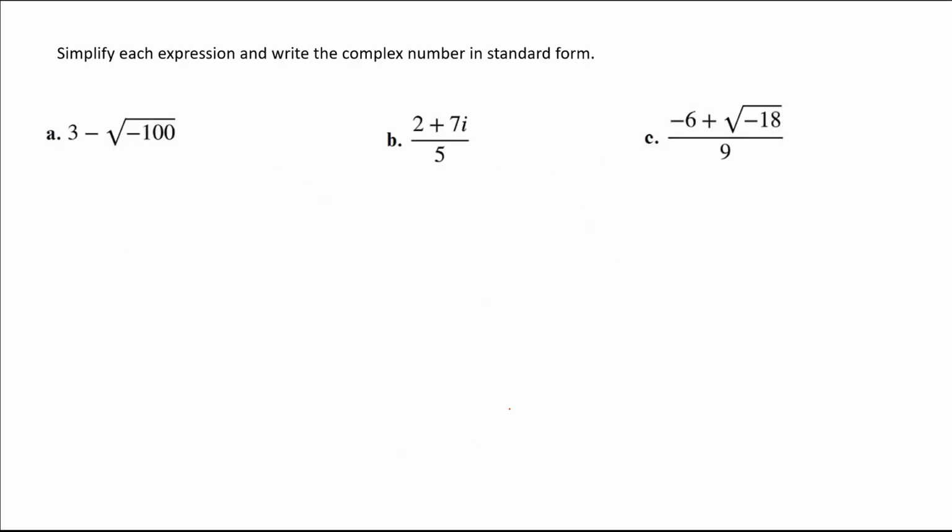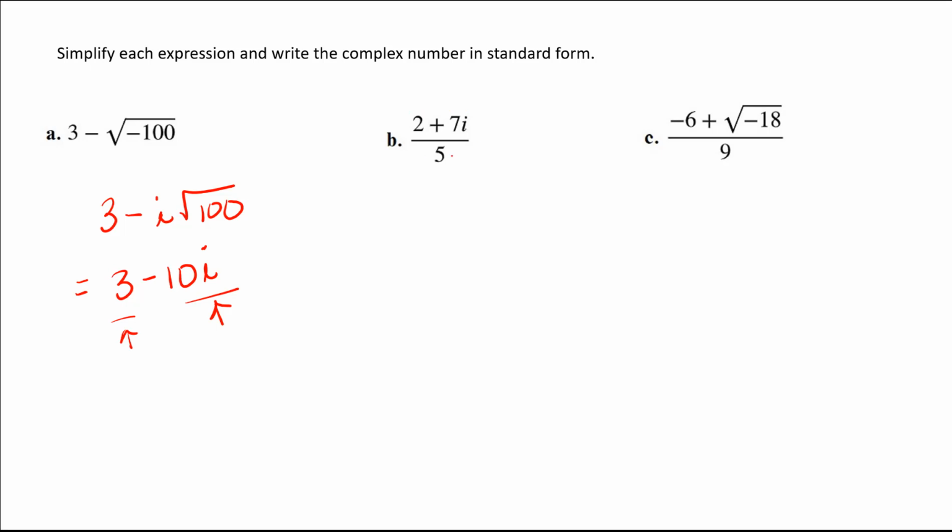Okay, so if you wanted to simplify these expressions, again, you have to deal with your i, and you want to write it in the form I just said: a, real part, plus bi, imaginary part. Two definitely separate parts. So for a here, 3 minus i times the square root of 100. So that's going to be 3 minus 10i. And you would want to write it like this. Real part first, imaginary part second, completely separate.